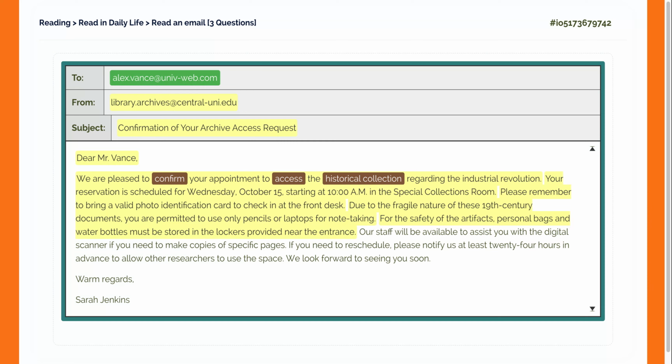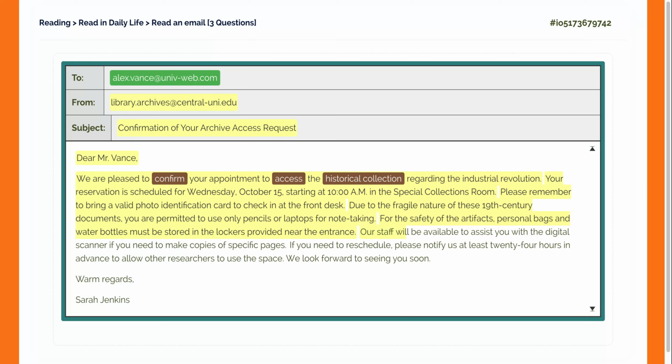Here is another safety rule. The goal is the safety of the artifacts. Items like personal bags and water bottles are not allowed in the room. Instead, they must be stored in the lockers. This is a specific instruction about what to do with personal belongings.